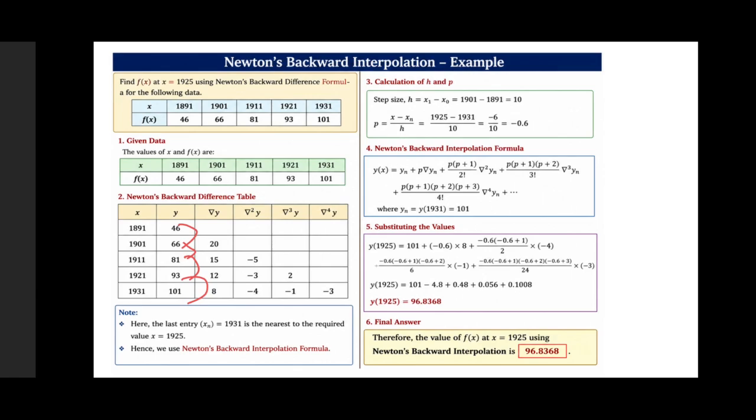Now let us calculate the second backward differences, then the third backward differences, and finally the fourth backward difference. In the backward method, we choose the values from the bottom of the difference table. Then simplify each term one by one. Finally, add all the terms together. After completing the calculation, we obtain f of 1925 equal to 96.8368. Therefore, the estimated value of f of 1925 using Newton's backward interpolation method is 96.8368.